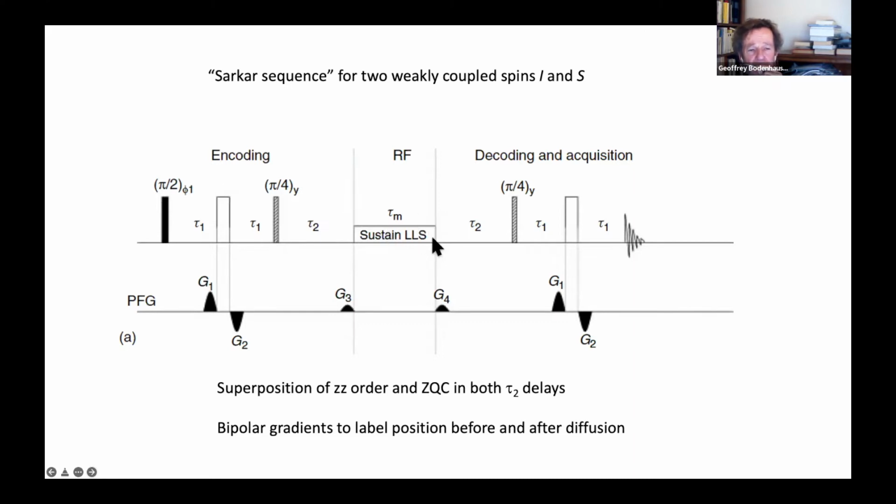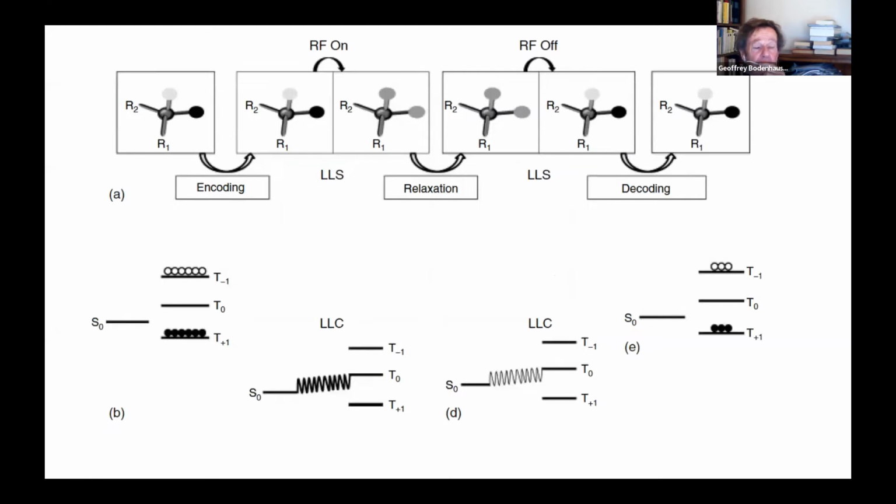Once you switch it off, you do the sequence in reverse and you end up observing a signal. And you can embellish this by applying so-called bipolar pulse gradients in order to label the position of the molecule within the sample tube at the beginning and at the end, and that gives you access to diffusion. And you can also do variants.